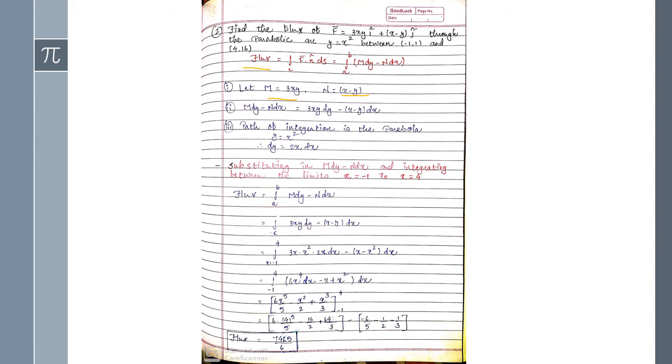So here I have written, I have just put its value, you can see that it is 3xy, and here I have put x minus y. Okay, now in the third step we have to apply the path of integration, and here it is given.